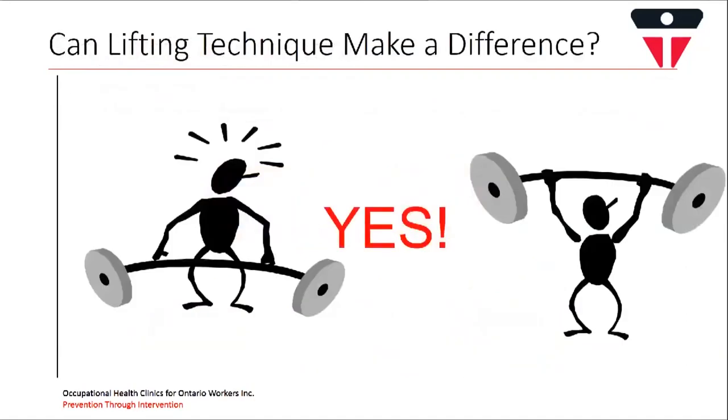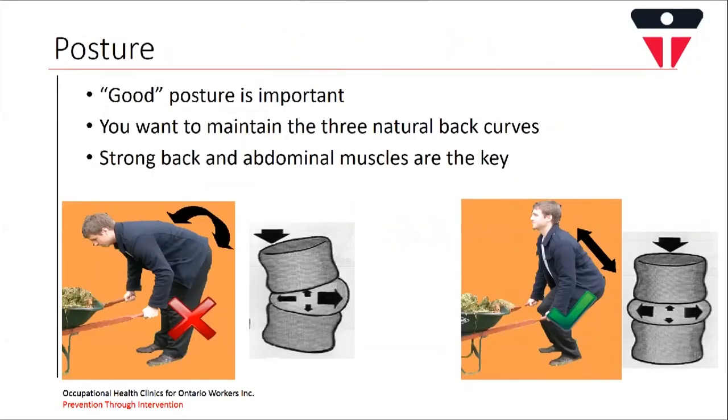So can lifting technique make a difference? Yes, it can. And good posture is important. You want to maintain that cervical, thoracic, and lumbar curve to our spine, and strong muscles, such as the back and abdominals, are very important. Now, in this example, you have someone bending over to actually lift up a wheelbarrow. And you can see that the arrow pointing towards the rear of the disc is much larger because he's now in that bending motion. In the second picture, the back is straight. He's bending with the knees, and the fluid is equally balanced within the disc. This is called balanced compression.